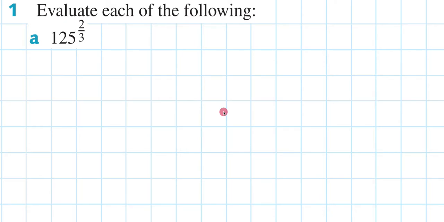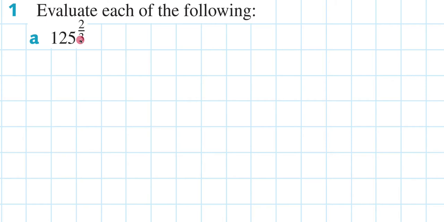All right, so we are now going through exercise 3B, question 1, evaluate each of the following, and here we have what we have to deal with. Now, as you can see here, we have a fractional indices. So how is it that we can translate this to what we already know?